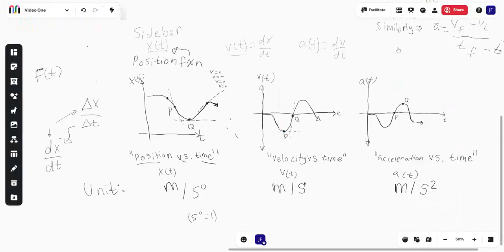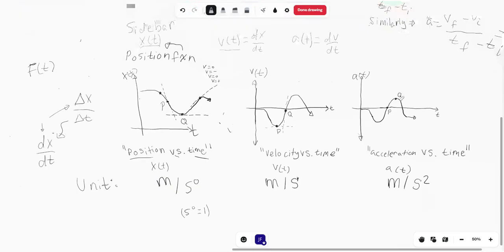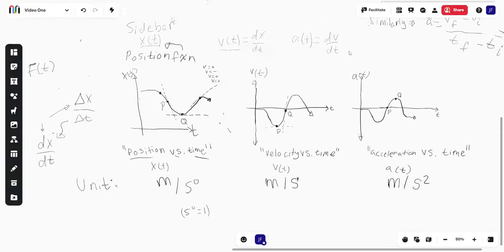And then you can see that the slope is still positive, but less steep after point Q until you hit 0 again at the top of that curve. And so my value a of t is still positive until eventually it hits 0 at the top of that curve, and then it goes negative again. So as you can see, these are graphically related quantities if you apply some calculus.